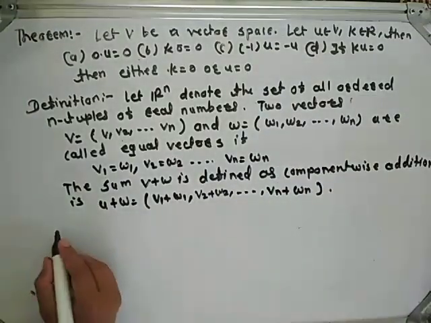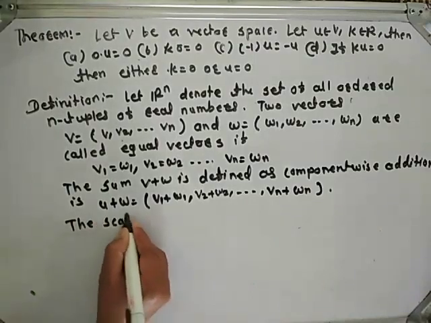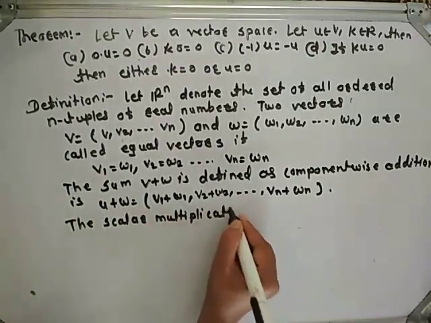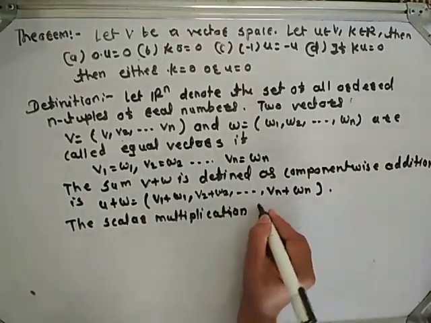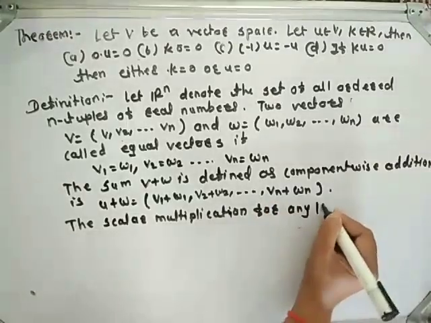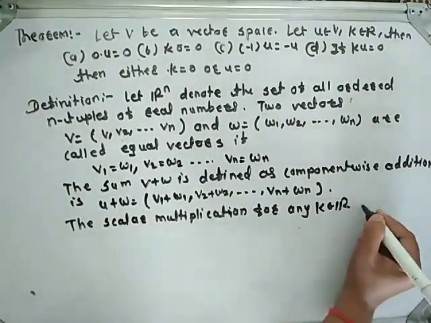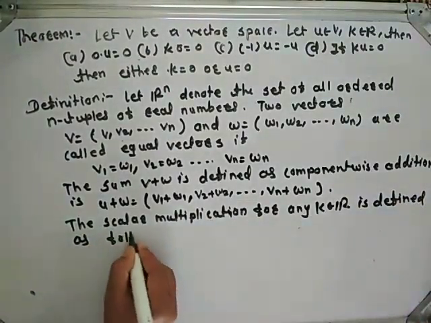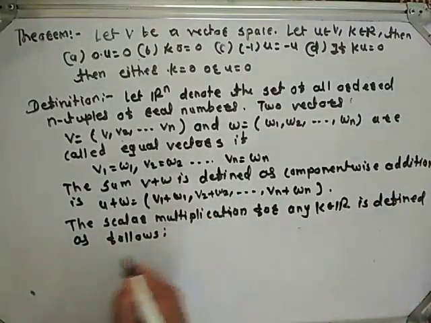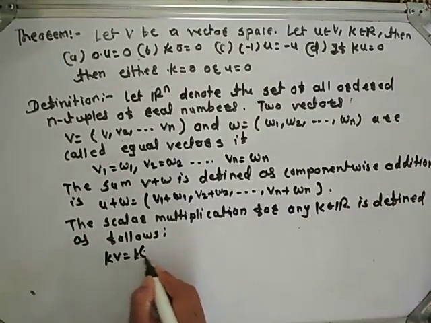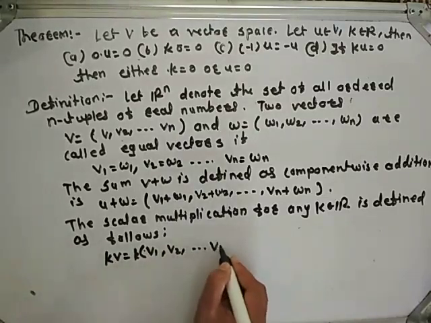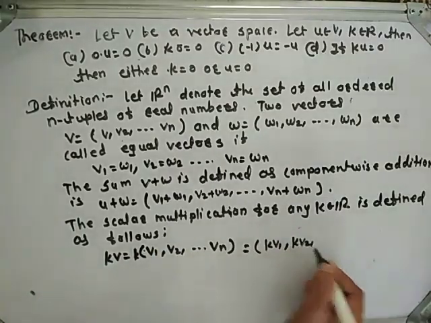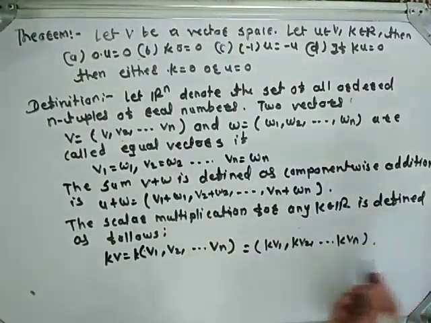Next, scalar multiplication for any k belonging to R is defined as follows: k times v is equal to k times (v1, v2, and so on up to vn), which is nothing but (k v1, k v2, and so on up to k vn).